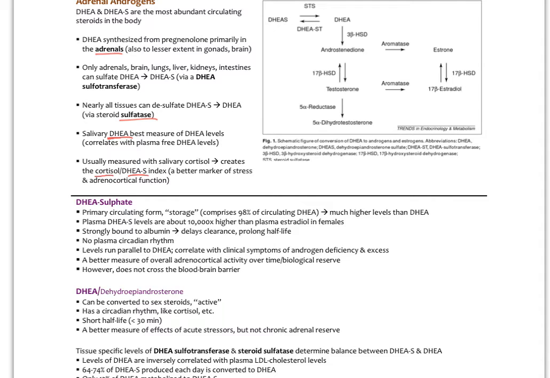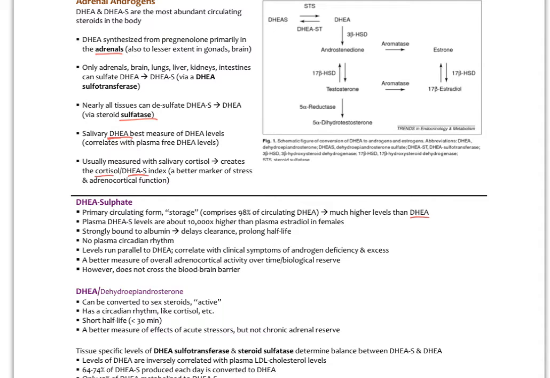DHEAS, again, is the primary storage form and comprises about 98% of circulating DHEA, so the levels are a lot higher than DHEA, but they're proportionate. The plasma DHEA levels are about 10,000 times higher than plasma estradiol in females, so much more abundant in females. In fact, in females, DHEA and DHEAS are the primary androgens, much more abundant than testosterone, and they provide a pool to make estrogens and so forth.